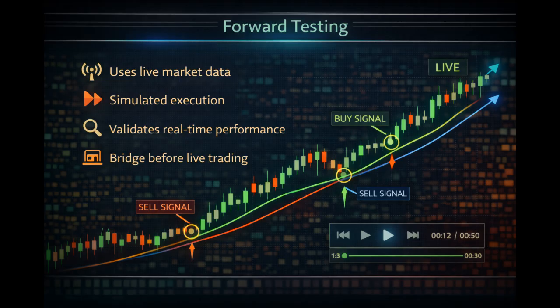For example, a strategy may experience a temporary losing streak during forward testing even though it remains profitable over the long term. Forward testing in algorithmic trading. Forward testing is an essential step in the development of algorithmic trading systems. Quantitative trading strategies typically undergo several stages before being deployed in live markets.